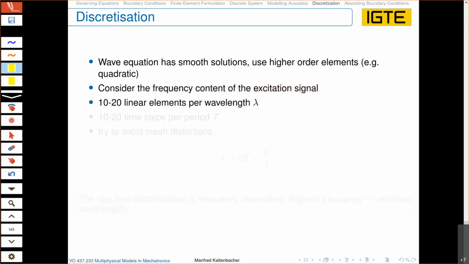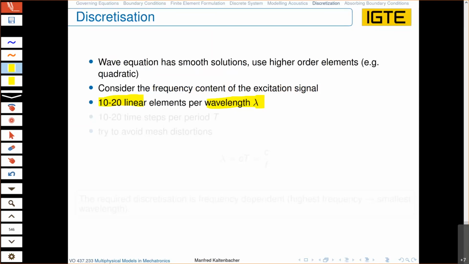So the rule of thumb is that in a space discretization approach, we have to resolve the wavelengths. Yeah, and it is very similar to when you do a Fourier transformation in space. We have to resolve our periodicity in space, which is the wavelength, and a good rule of thumb is 10 to 20 linear finite elements. It is going more towards 10 finite elements when you do a harmonic analysis.